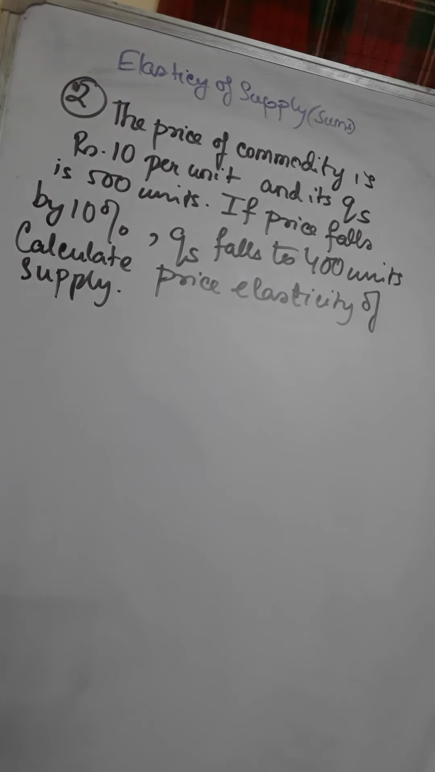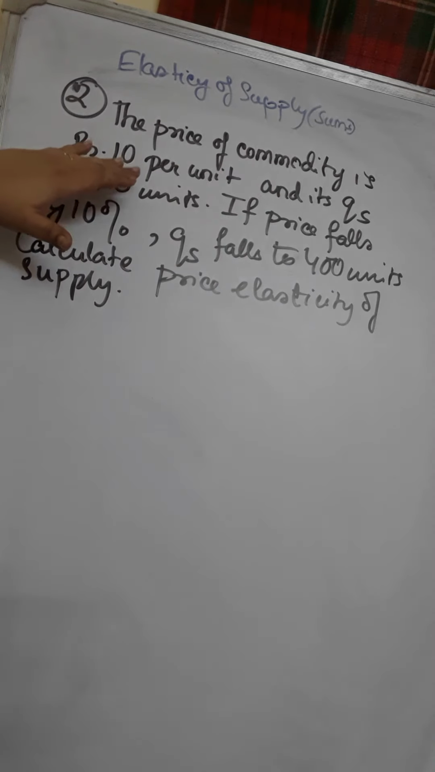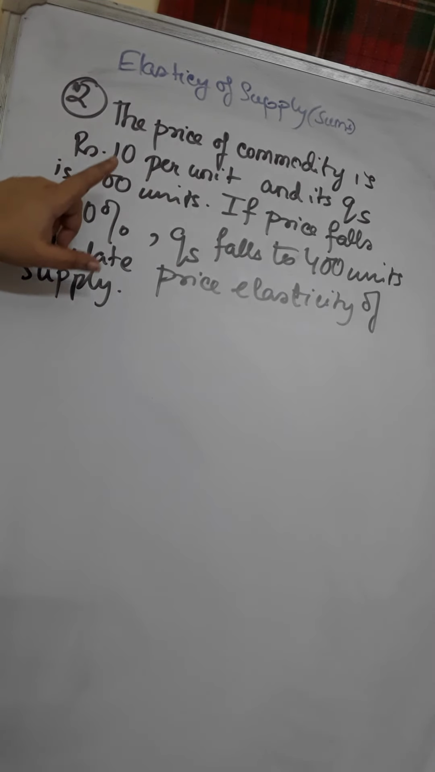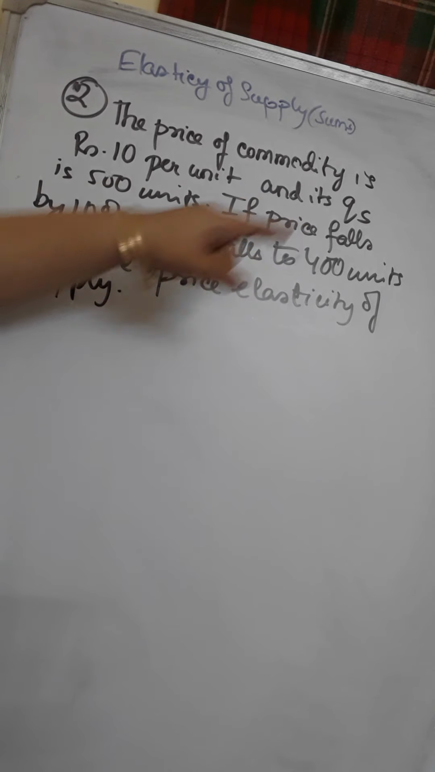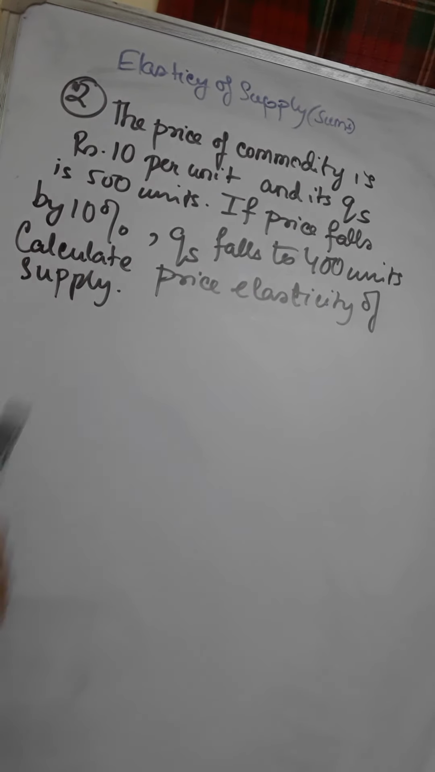Now this is the second question. The price of a commodity is rupees 10 per unit. Per unit means per piece. The price is 10 rupees, and when the price is rupees 10, the quantity supplied, I have written the short form QS, is 500 units. Now price falls by 10%. So the percentage fall in price is given to you. Quantity supplied falls to 400. And when the price falls, the quantity supplied also falls, because the producer doesn't find it profitable to supply then. Calculate the price elasticity of supply.